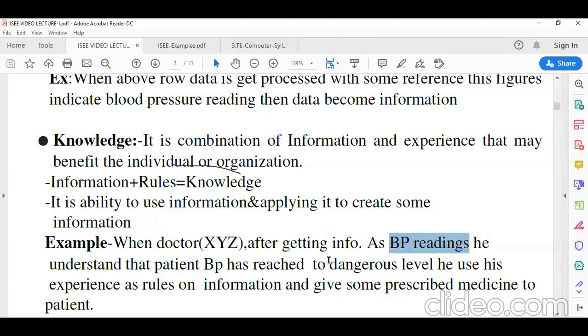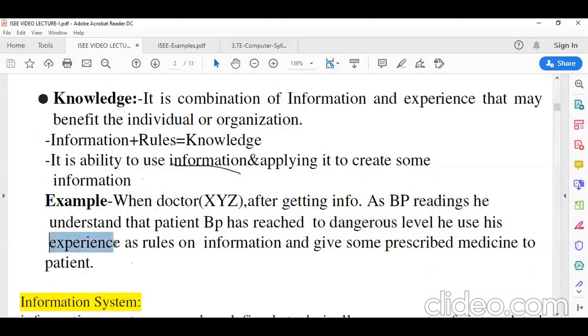And then see what he does. He used the blood pressure reading as information, and from that he got the idea that the person's blood pressure has reached a dangerous level. By using his own experience, his own education, and his rules on that particular information, he gives some prescribed medicine to the patient. After having the information of the blood pressure reading, the doctor uses experience and gives medicine to the patient. So that is nothing but what is called the knowledge. You got the point, guys?